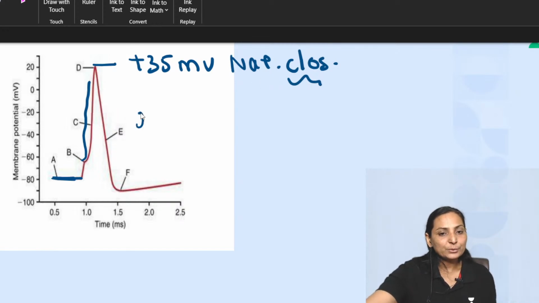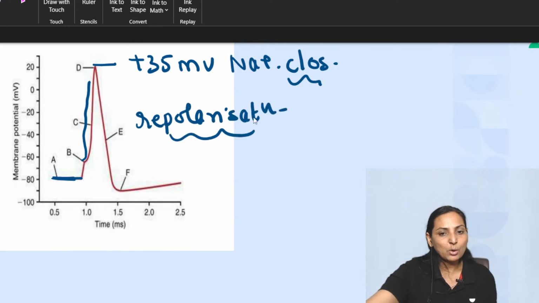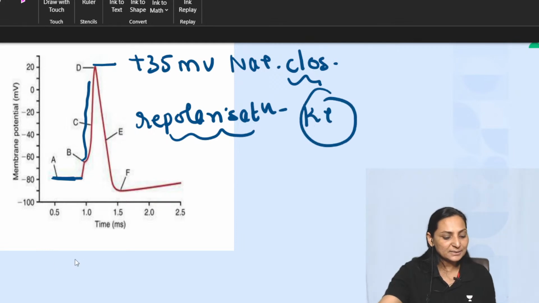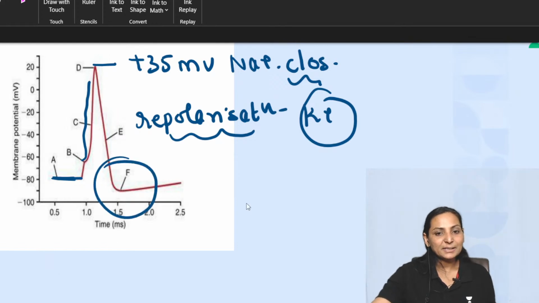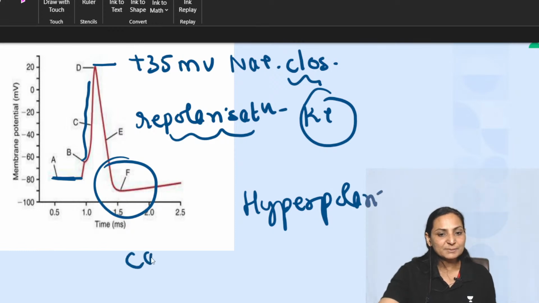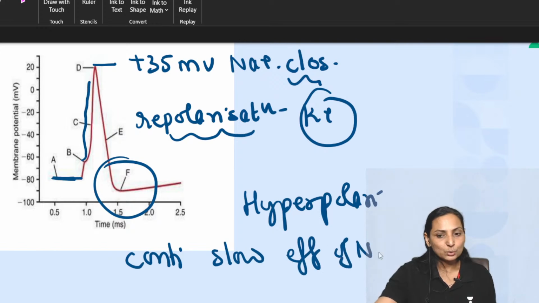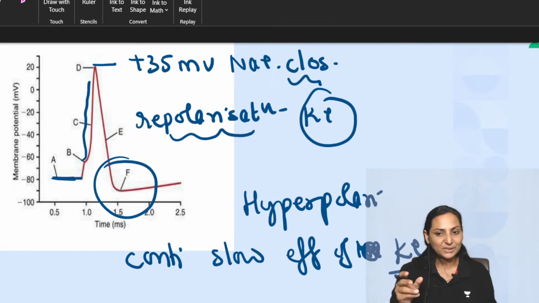That is going to result in the repolarization. The repolarization is because of the opening of the potassium channels, which are slow to open and slow to close. This segment is our hyperpolarization. The hyperpolarization is because of the continued slow efflux of potassium ions, and the RMP is becoming more negative, which is hyperpolarization.